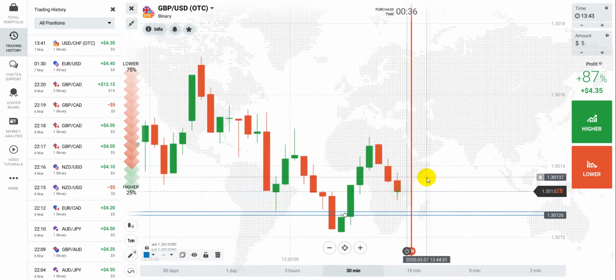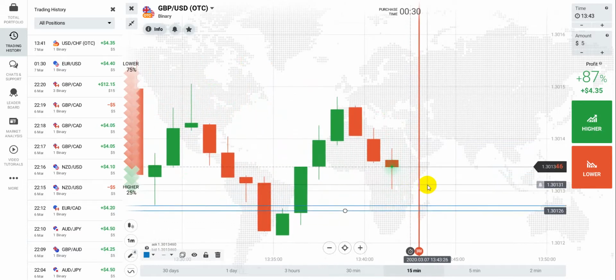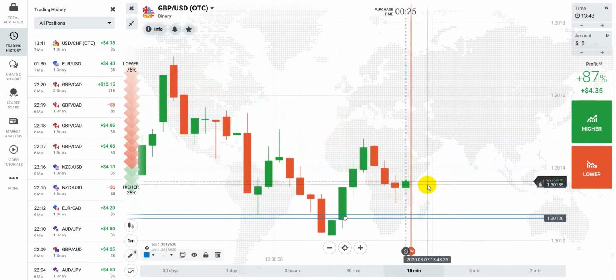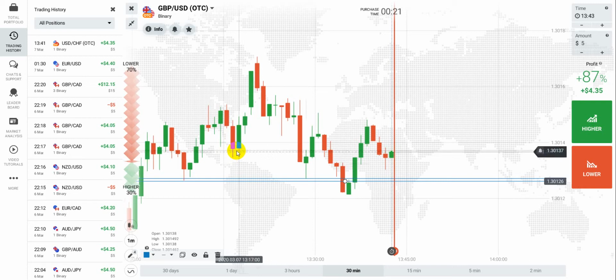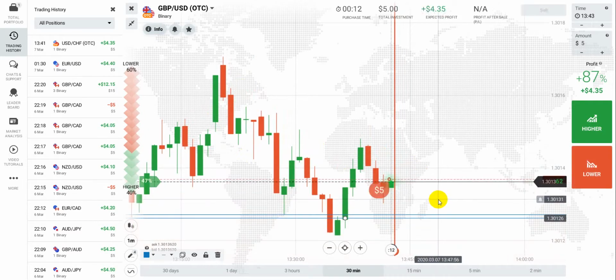Okay, let's do it. I cannot trade here directly because this level is also a kind of buyer area. Okay, now I can take a lower option.